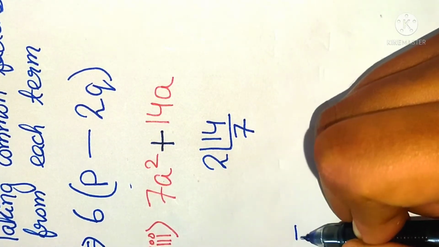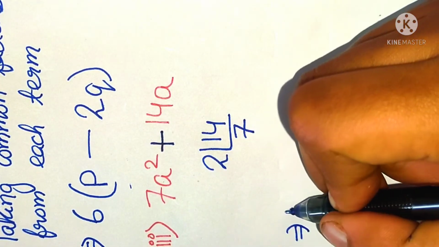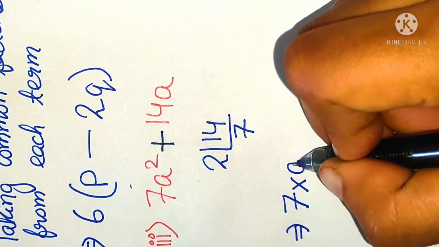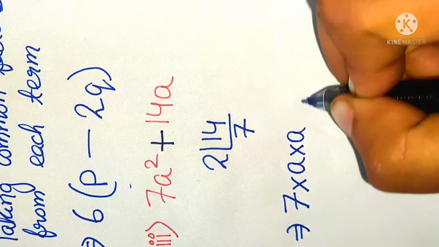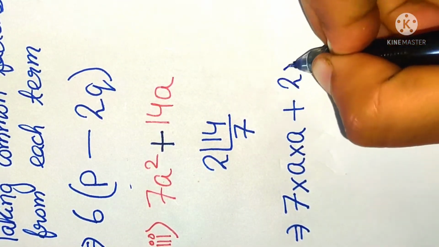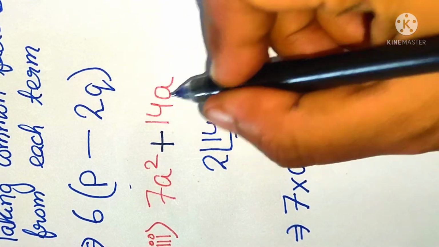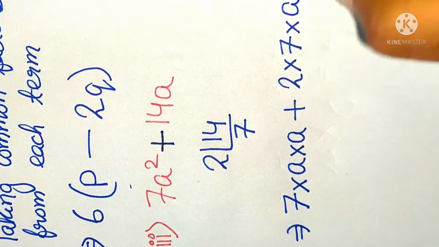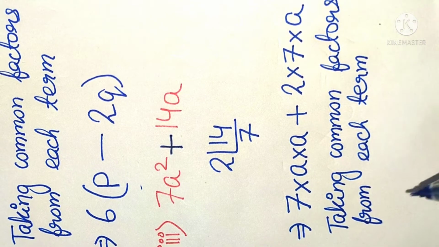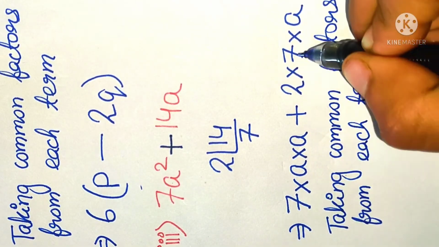Now let us write this one, 7a². We have 7, so write 7 into a², which means a 2 times multiplication. So a into a is a². Plus 14, 2 into 7 is 14. So write 2 into 7, 14. We have another one a here, so into a. Now taking common factors from each term. So here, as you can see, we have 7, here also 7.